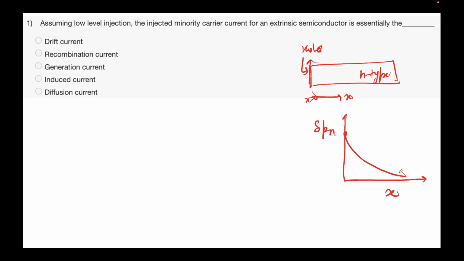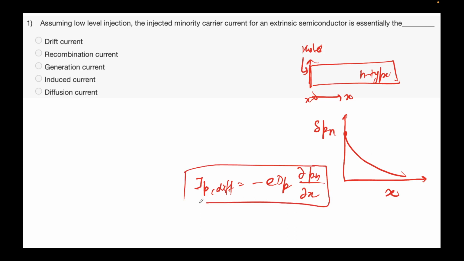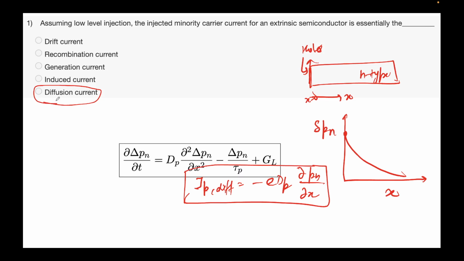So delta Pn is decreasing, and you can also find the diffusion current, right? What's the expression for diffusion current? If you recall, Jp diffusion is minus q Dp del Pn over del x. So if the excess concentration is changing, you can clearly see its differential will also change, right? And we saw that when the concentration of a carrier changes, its current will also change. So hence the answer here will be diffusion current. Okay, and this is the expression that you can see.